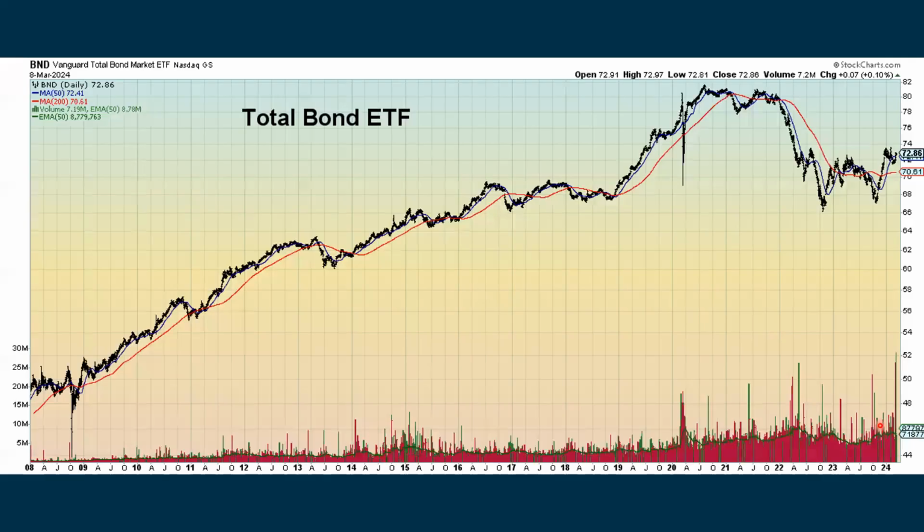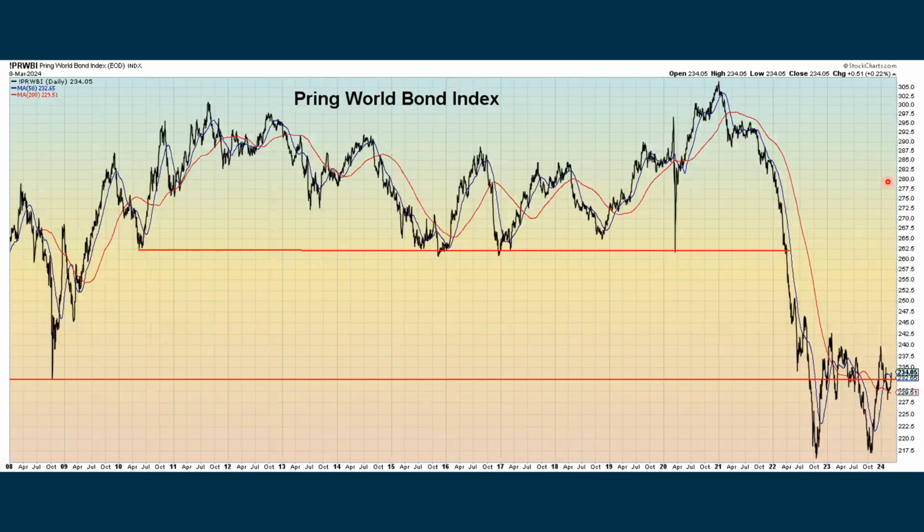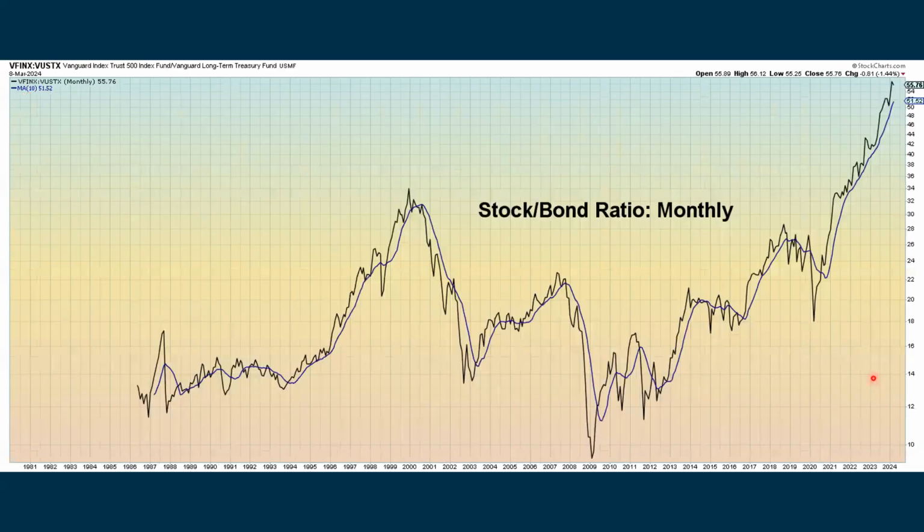Then we look at bonds. This is the total bond ETF, where we're falling back since the beginning of 2024, but we're still in a longer-term uptrend. And this is bonds based on price, not on yield. We also look at a world bond index, which has been really choppy lately. It's still in an uptrend and trying to bounce back up, but this has been a lot more volatile than the other bond ETF that we follow.